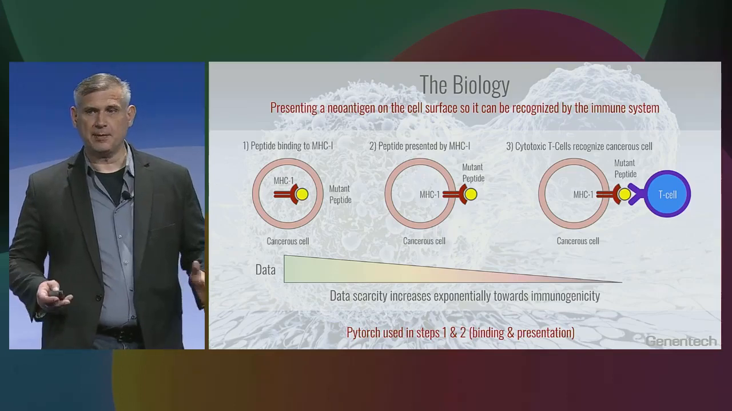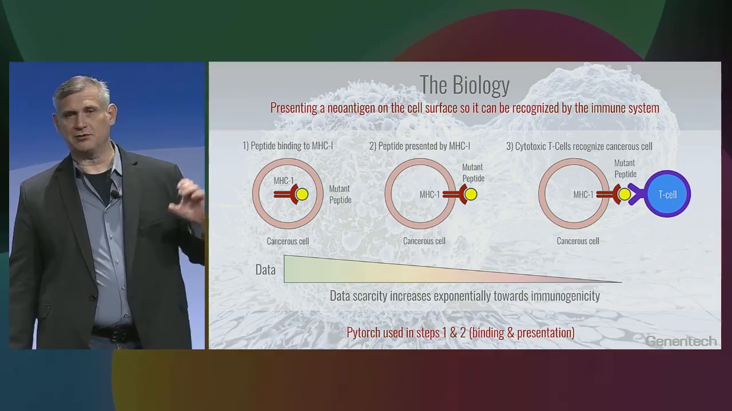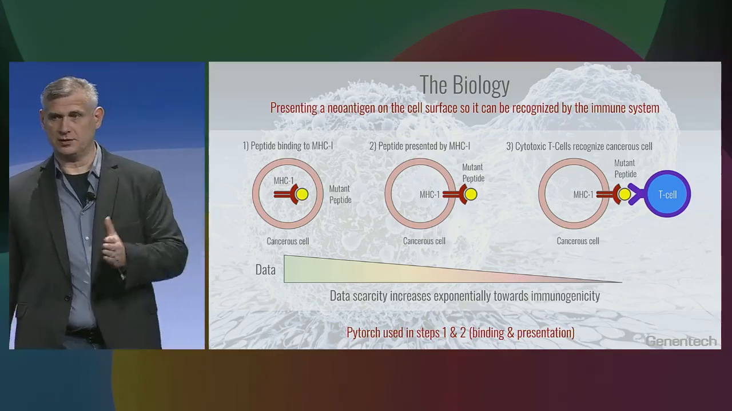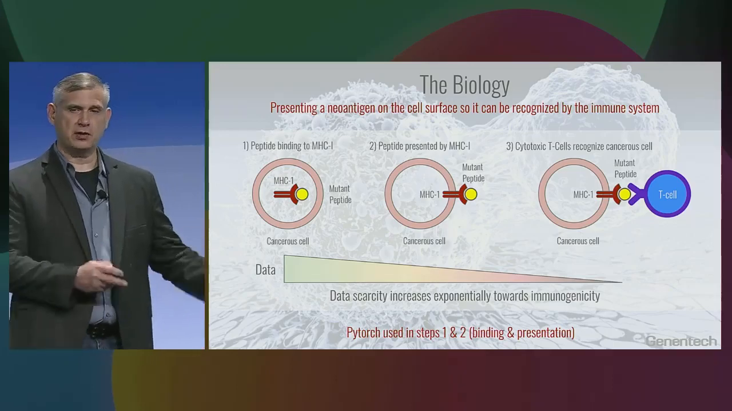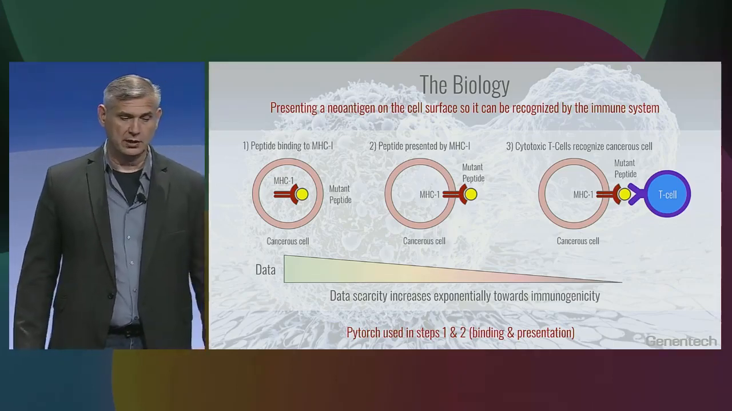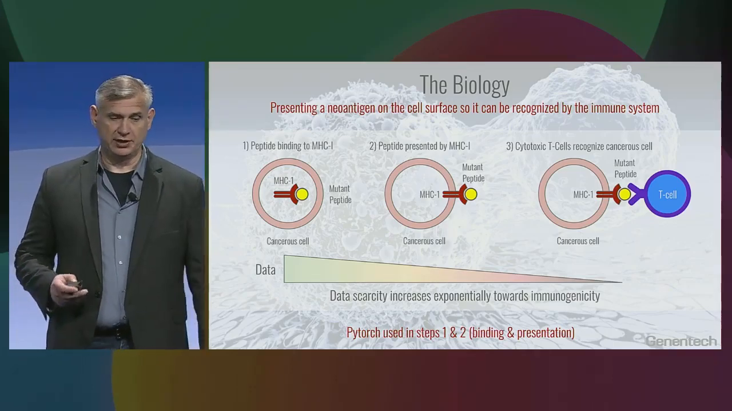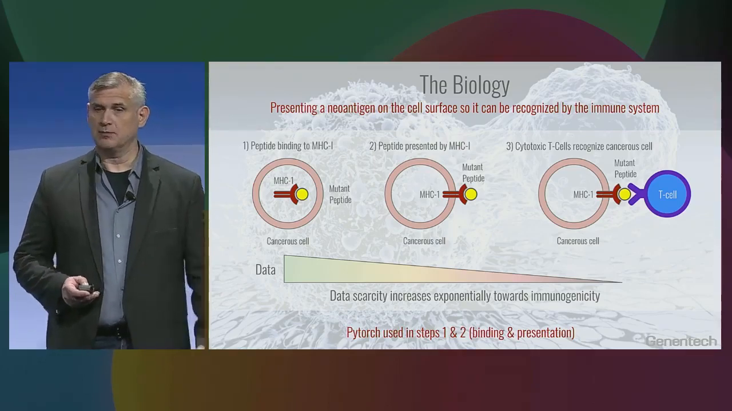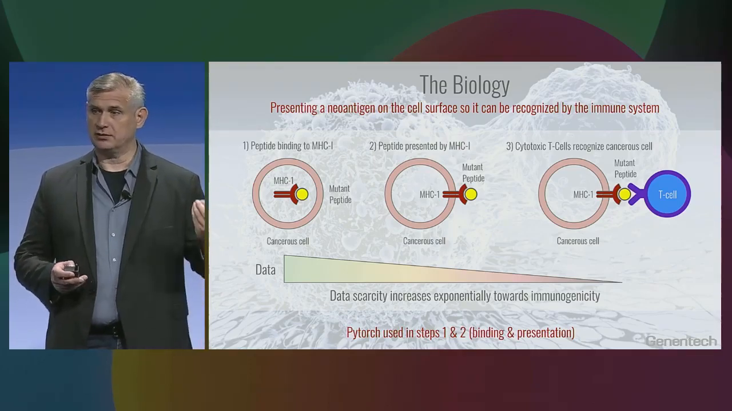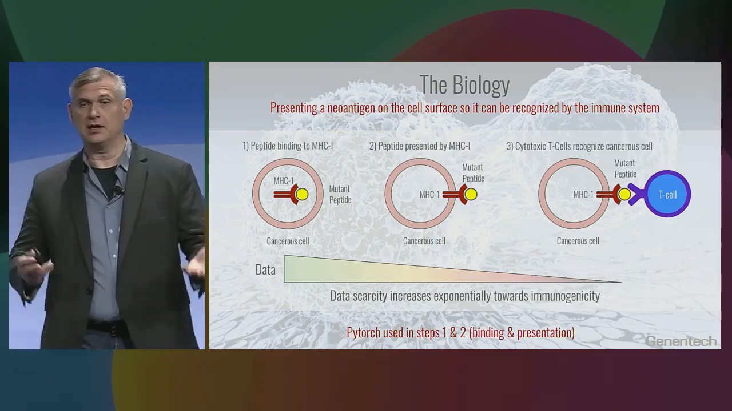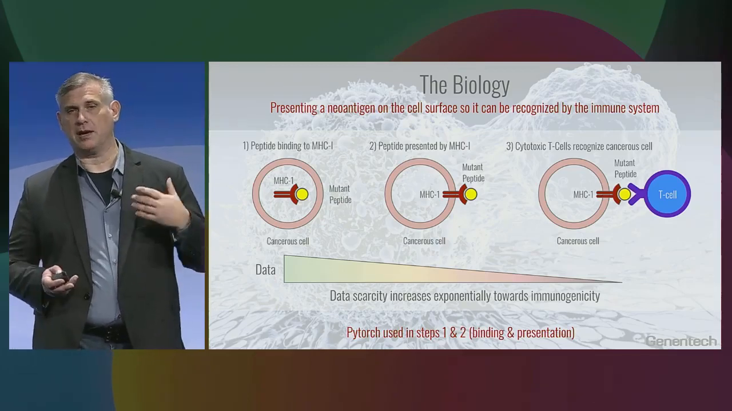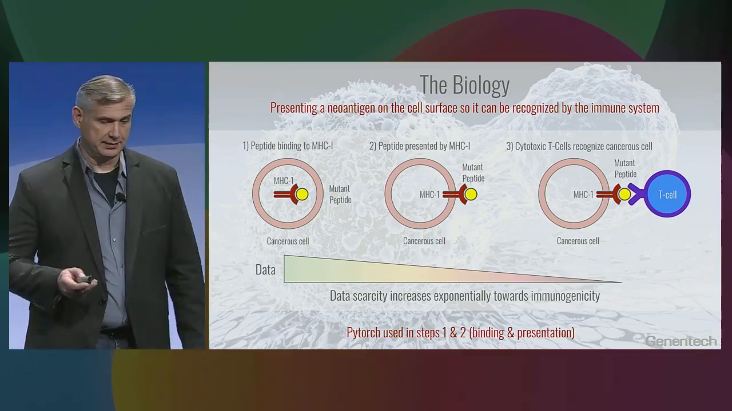In terms of data, the data is unfortunately decreasing exponentially from step 1 to step 3. So we have initially focused only on step 1 and 2 to make predictions of which of these molecules are actually identified, to which the MHC is binding and which are presented.